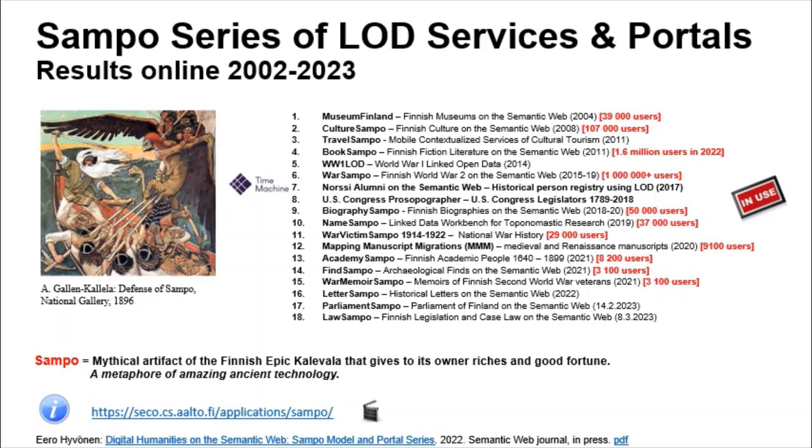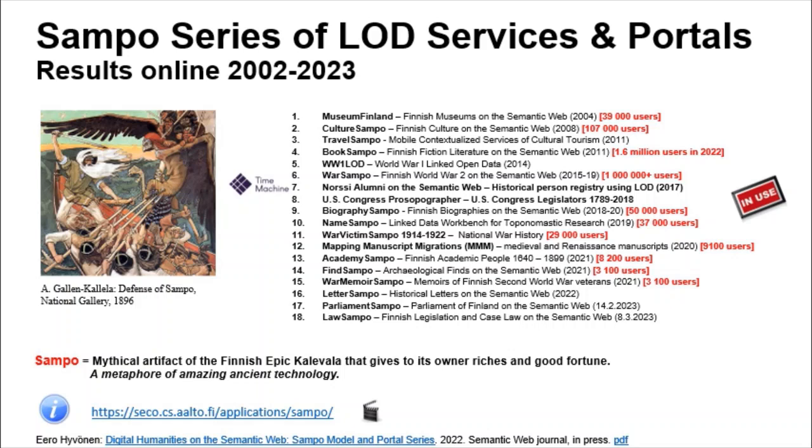The Sampo systems have in some cases had millions of users on the web, suggesting feasibility of the proposed approach. As linked data semantics are domain agnostic, the model can be used in various application domains. For example, Culture Sampo is about artifacts in museums, interlinked with a variety of tangible and intangible cultural heritage, including the epic Kalevala. Book Sampo is about Finnish fiction literature. War Sampo is about Second World War history.